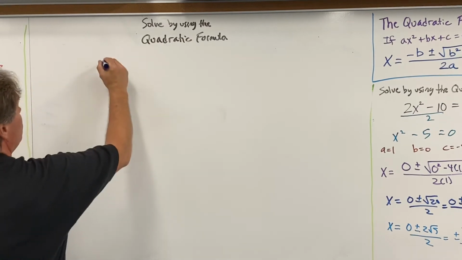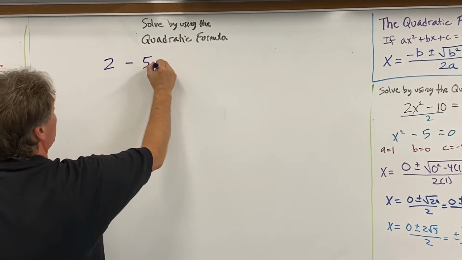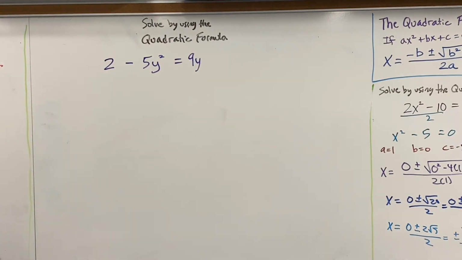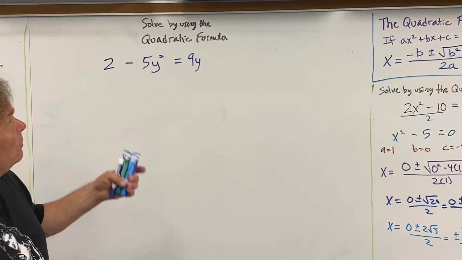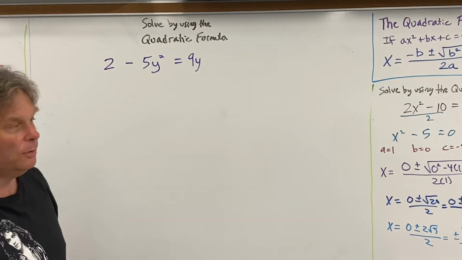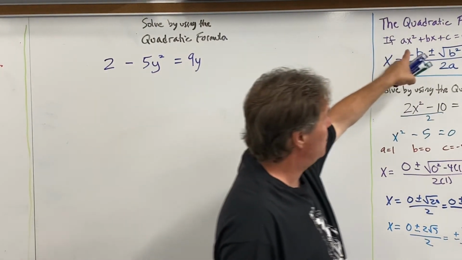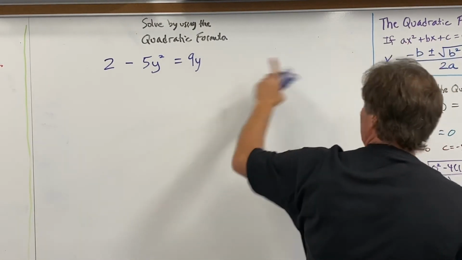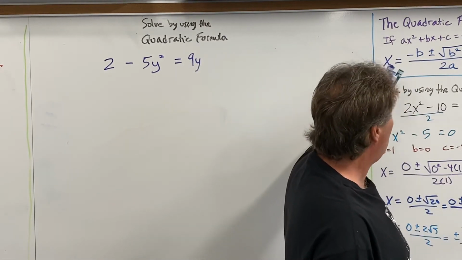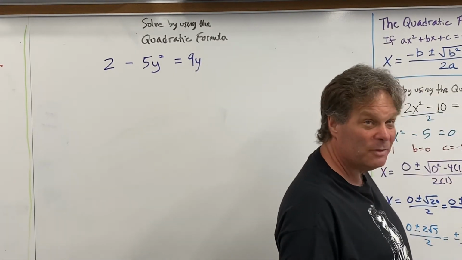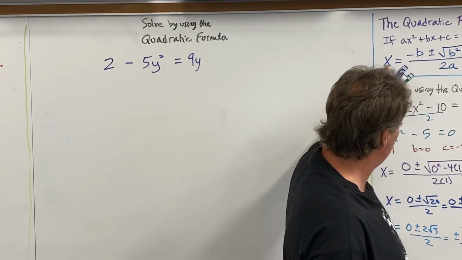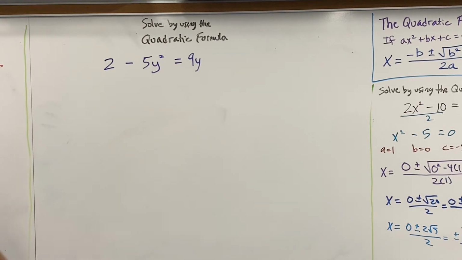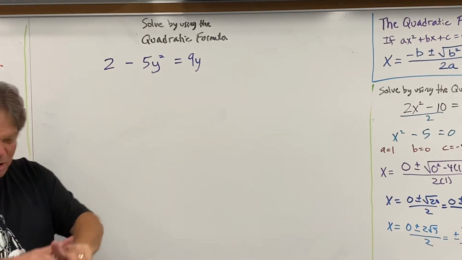Okay, 2 minus 5y squared equals 9y. Sometimes we run into equations that don't have x as their variable. In this case, y is the variable. So here, if it's ax squared plus bx plus c equals 0, then x equals, well, wait a minute. This doesn't have x as the variable, it has y. So then it's just going to be y equals that. It's no big deal. If they use a different variable than x, then just call this thing whatever variable they use.